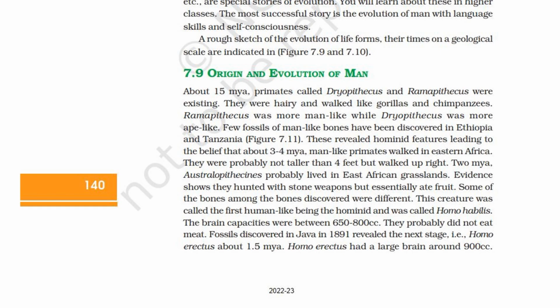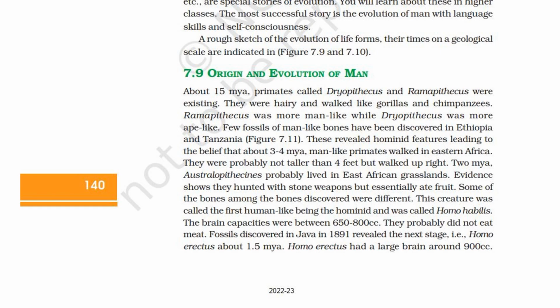2 million years ago, Australopithecines probably lived in East African grasslands. Evidence shows they hunted with stone weapons but essentially ate fruit. Some of the bones among the bones discovered were different. This creature was called the first human-like being, the hominid, and was called Homo habilis. The brain capacities were between 650 to 800 cc. They probably did not eat meat.